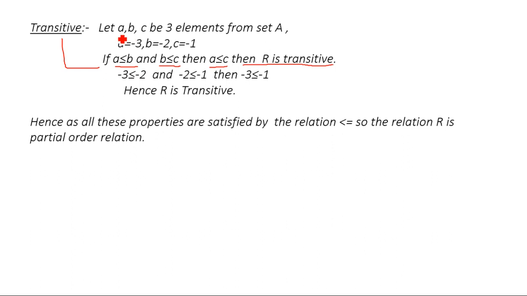For this, taking 3 elements from set A, that is a equal to -3, b equal to -2, c equal to -1, we will check: is -3 less than or equal to -2? Yes, it is true. And -2 less than or equal to -1? Yes, this is also true. Then -3 will be less than or equal to -1. Our relation R satisfies the transitive property, so it is transitive. Hence, as all these properties are satisfied by our relation less than or equal to, our relation R is a partial order relation. Hence, we have shown it.